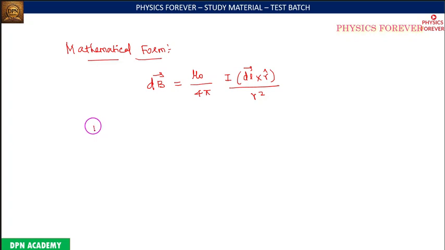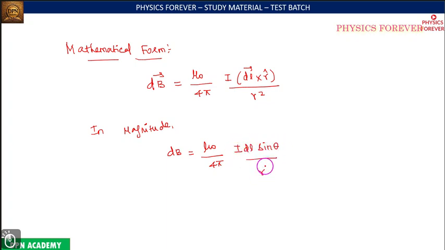In magnitude, dB is equal to mu naught by 4 pi, then I dl sin theta by r square. Both are most important. You have to remember this formula and also this formula. So this is the mathematical form of Biot-Savart's law.